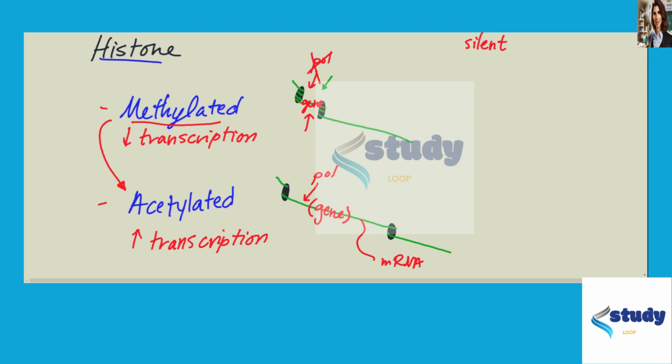So here the best answer choice for this question is going to be A, that these drugs are going to prevent the methylation and cause the acetylation of the histones instead.